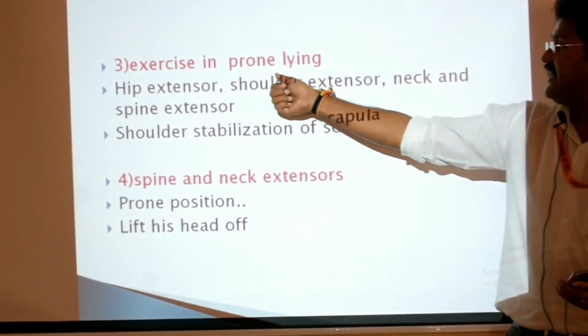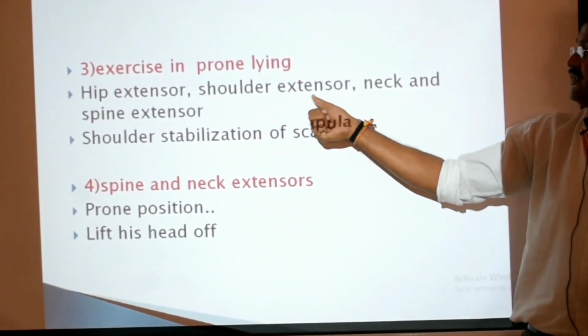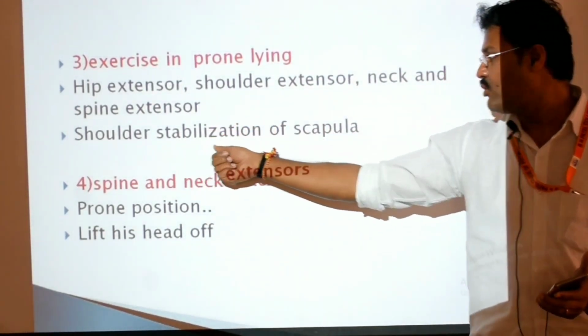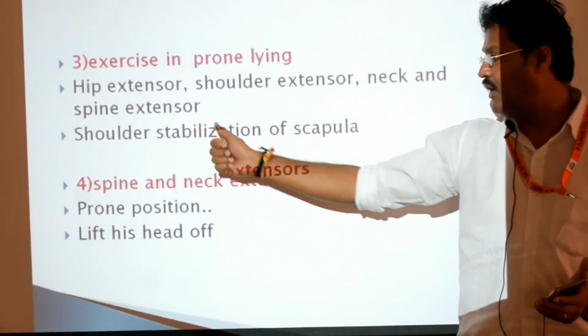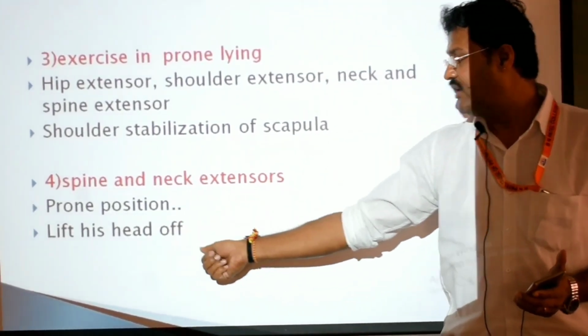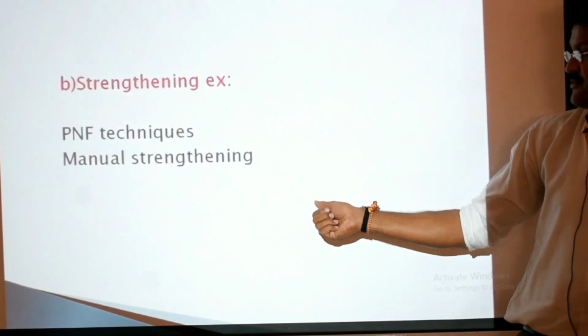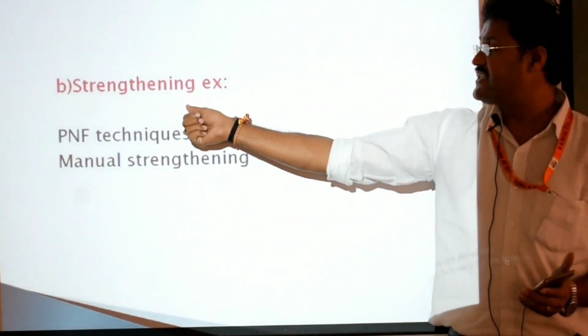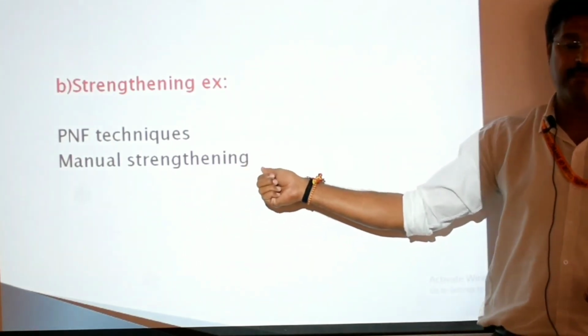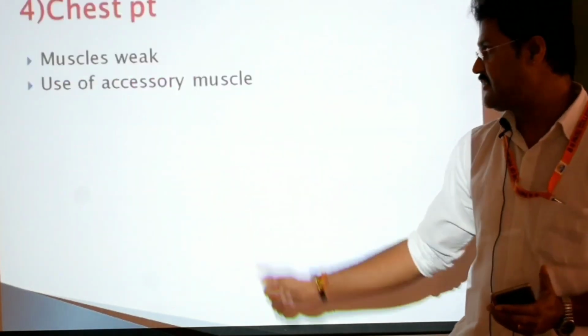Next, third exercise in prone lying position. This is for hip extensors, shoulder extensors, neck and spine extensors, and shoulder stabilization of the scapula. Fourth, spine and neck extensors, like in prone position, lifting the head off in this position. Then another exercise is strengthening exercise using PNF techniques and manual strengthening exercise.